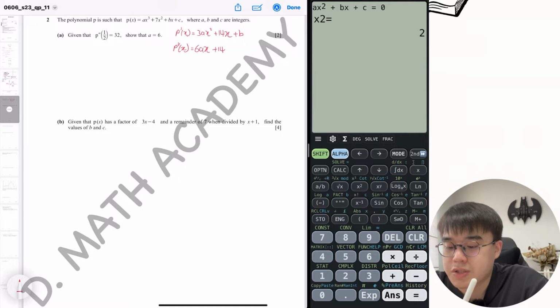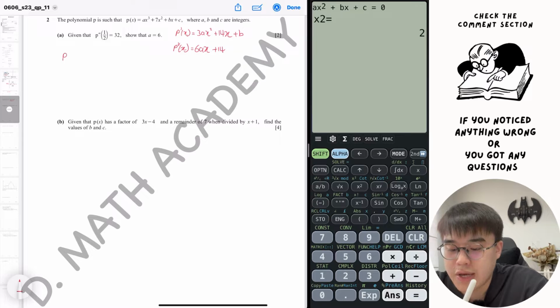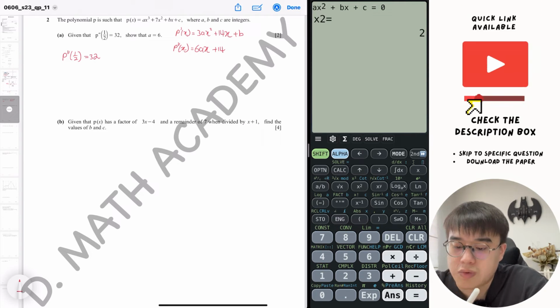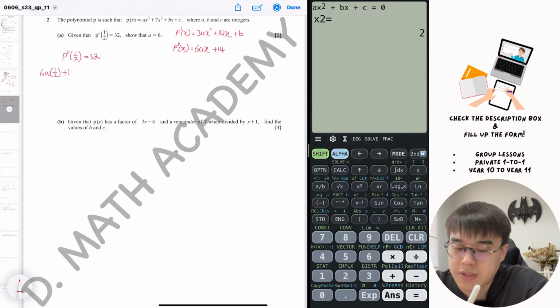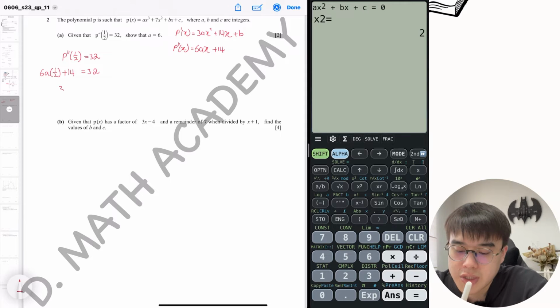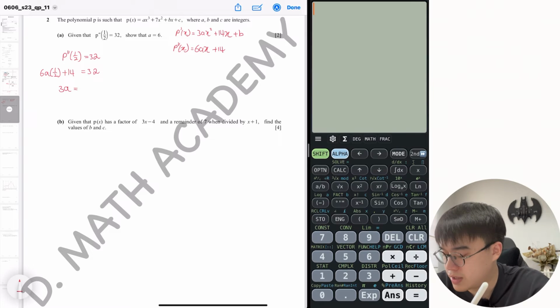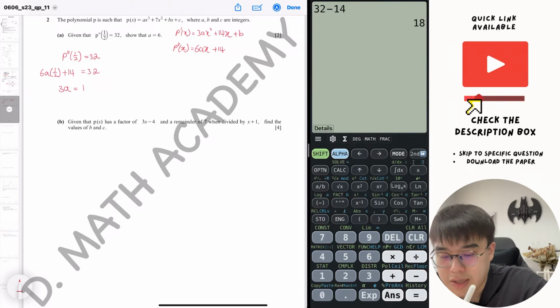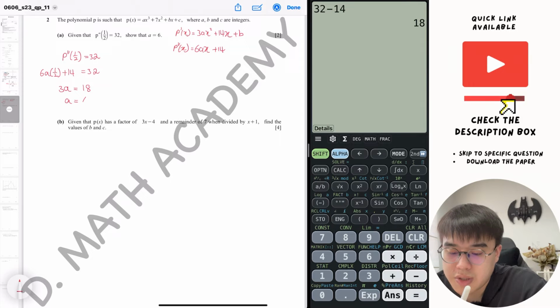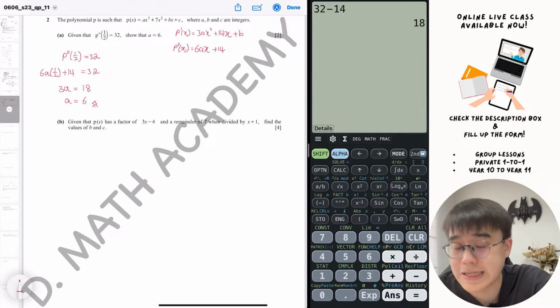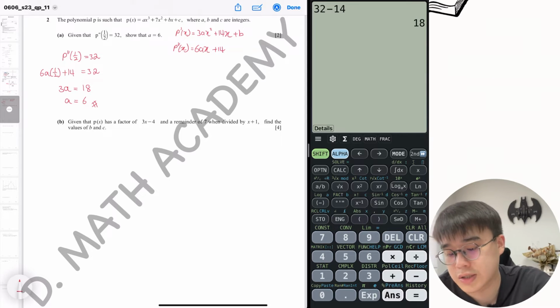So they want us to substitute 1 over 2 into the x. And they told us that it is equal to 32. So 6a times 1 over 2, plus 14, equals 32. Try to run your calculation here. You should get 3a equals 32 minus 14. You will get 18. And when you divide it by 3, you will get 6. So this is for the 2 marks in question 2a here.